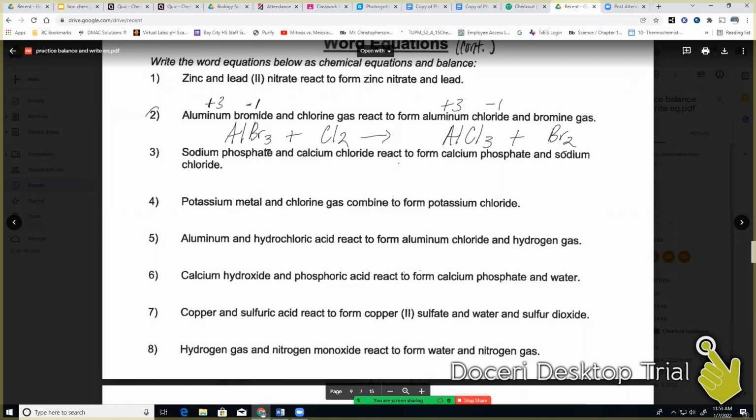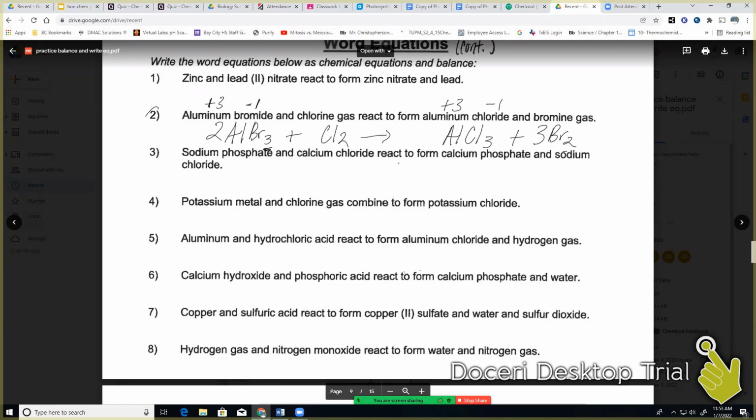So my bromine, how many do I need to get on each side to balance it? What's going to be a 6? 6 exactly. So that means I would need to put a 2 in front of here because 2 times 3 gives me 6. And a 3 in front of that one.